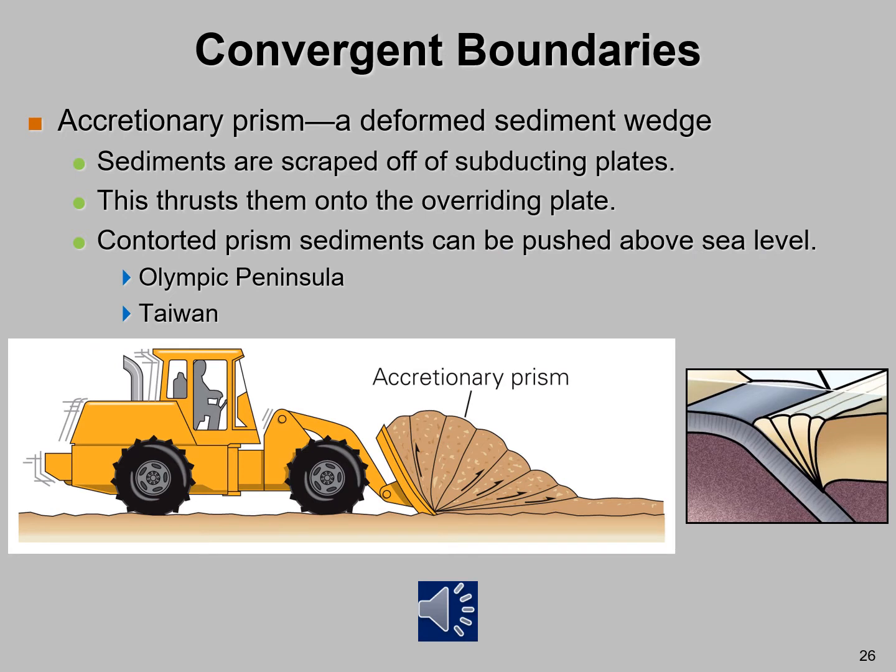The accretionary prism is a deformed sediment wedge. Sediments are scraped off of subducting plates, much like a rug being shoved up against a wall or a bulldozer pushing soil in front of it. This thrusts them onto the overriding plate. Contorted prism sediments can be pushed above sea level. Two examples listed here are the Olympic Peninsula and the island of Taiwan.